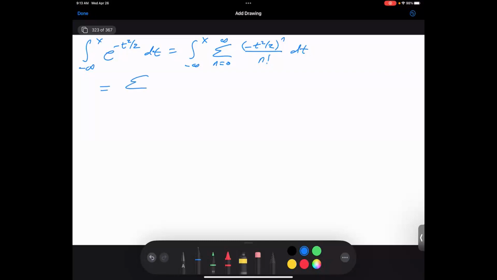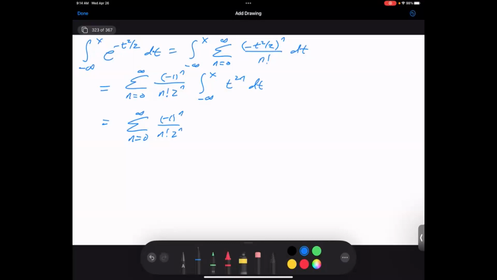So it's going to be a sum, n goes from 0 to infinity. I'll get a -1 to the n. I'll have an n factorial 2 to the n down below. And I'll have the integral from -infinity to x of t to the 2n dt. Oh, that's not a bad integral to do. I now just need to find a function whose antiderivative is t to the 2n.